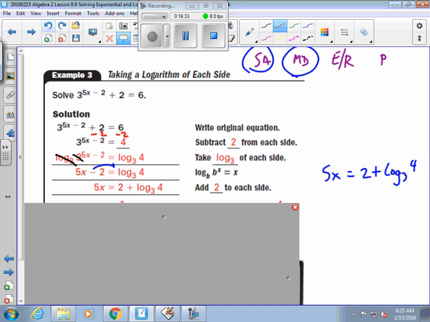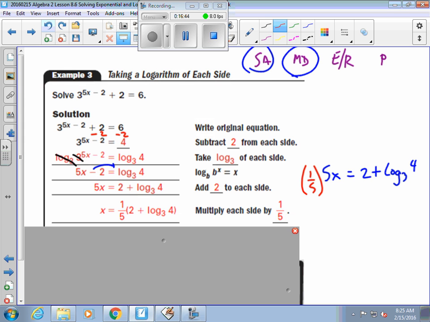And the reason that matters is because we don't know what log base 3 of 4 is. Not yet. So if you multiply the left side by 1 over 5 and you multiply the right side by 1 over 5, remember that's the exact same thing as dividing it by 5. You have x is equal to 1/5 times 2 plus log base 3 of 4.